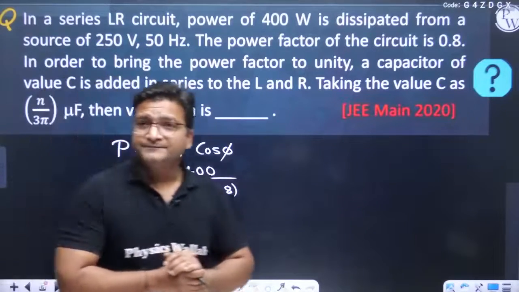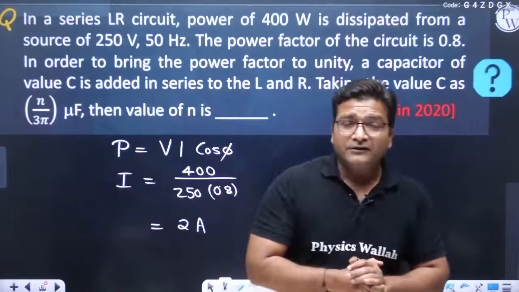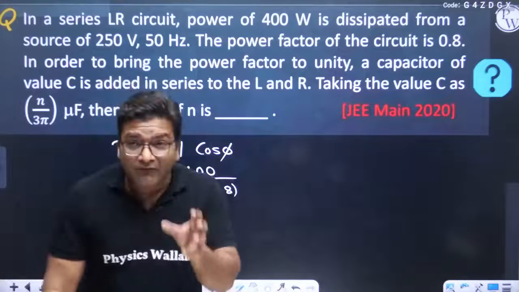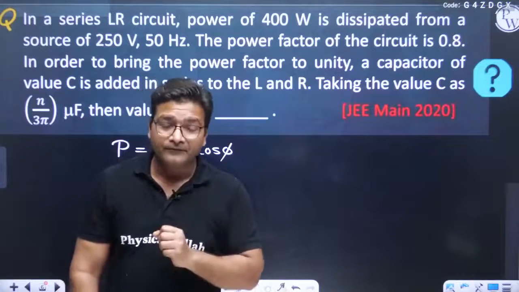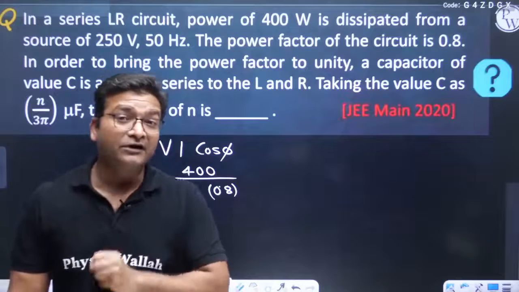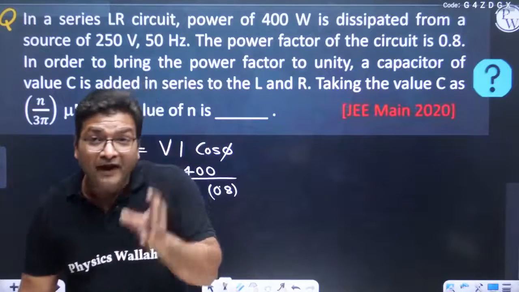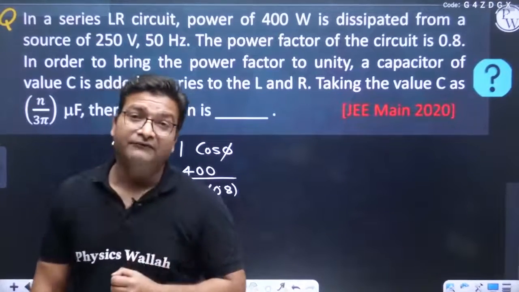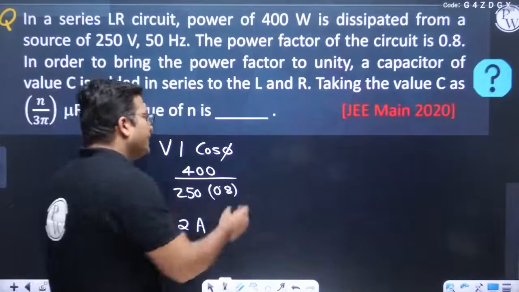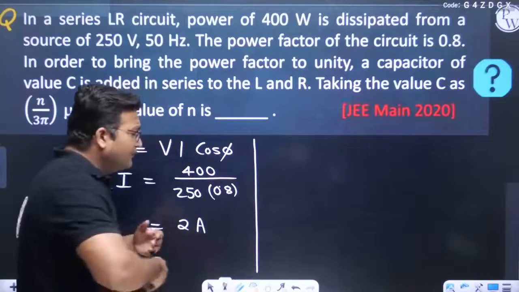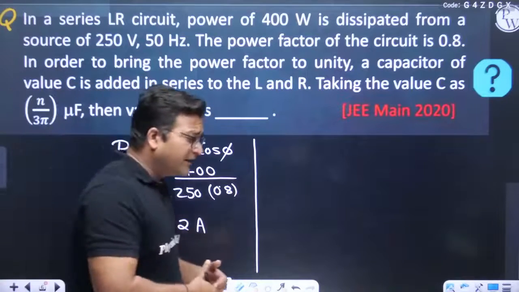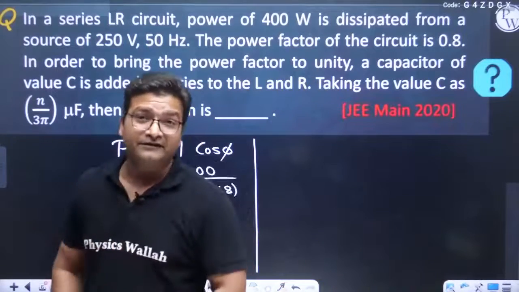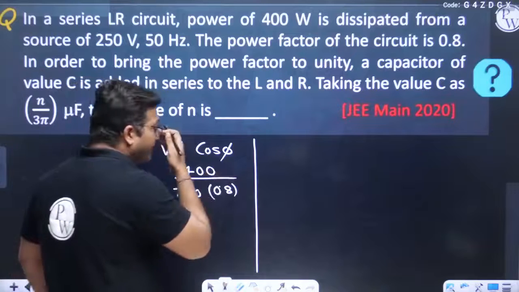So the effective value of current is only 2 ampere. Now they are asking that to make the power factor of the circuit unity, meaning we have to bring the circuit into resonance, what capacitance will we have to add in it? Actually, if you know the value of inductive reactance, the same should be the capacitive reactance, as in resonance XL and XC are the same.